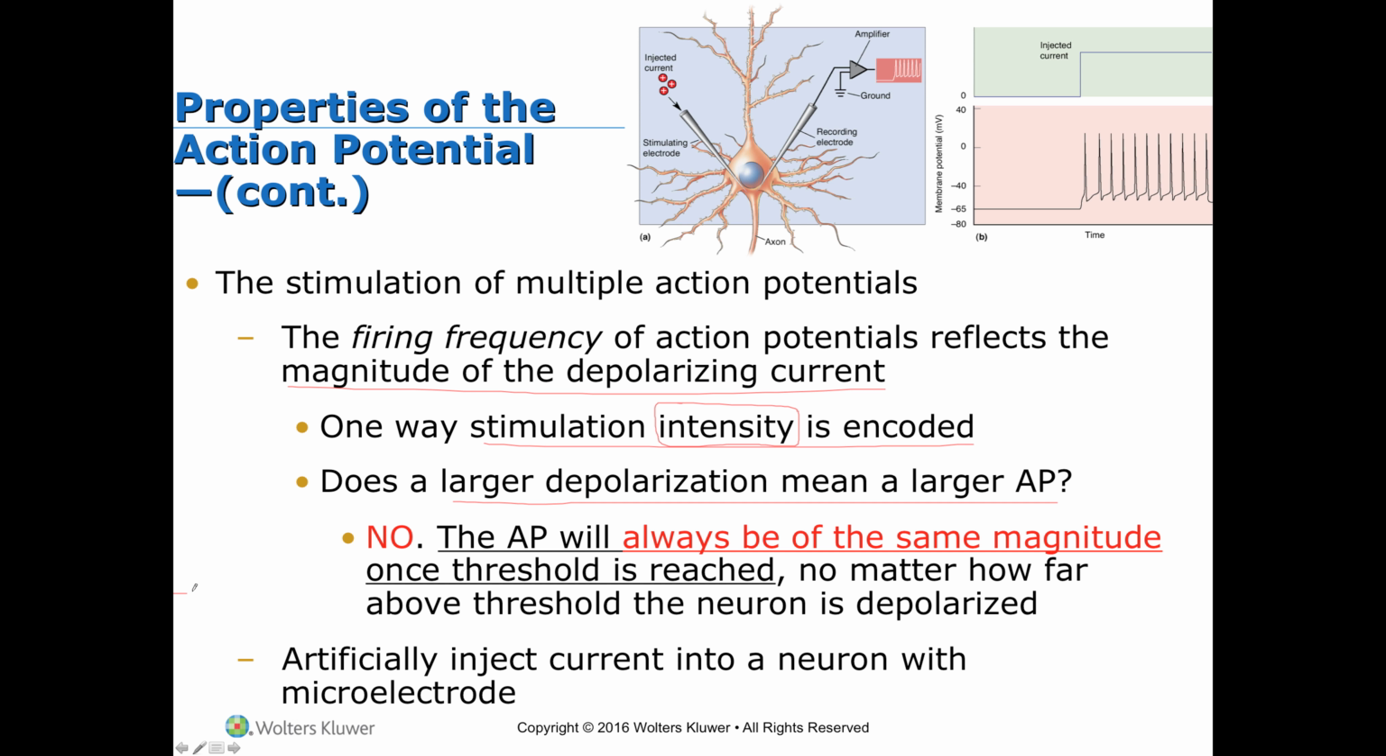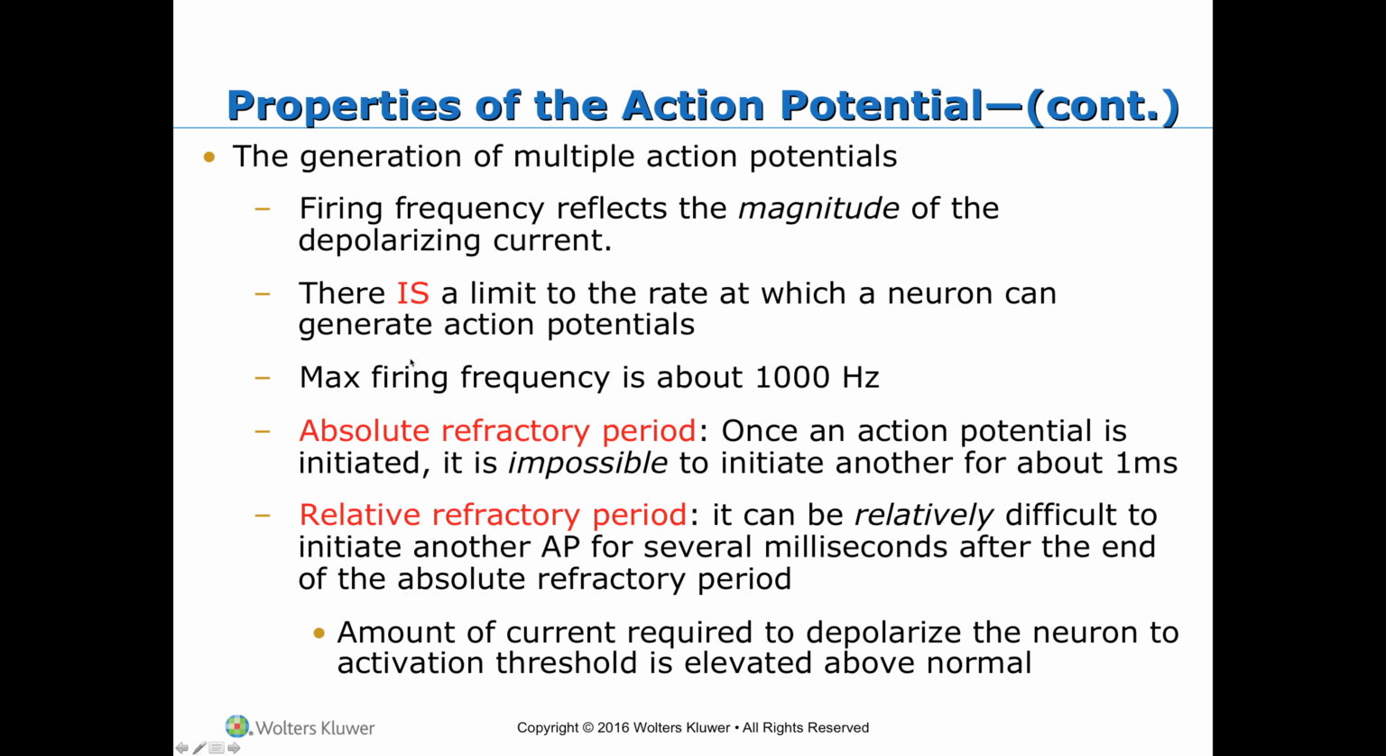So if you get to negative 55 millivolts, or if you get to some depolarization which takes you to negative 50 millivolts, both of these action potentials are going to be the exact same strength. The only thing that will differ is the amount of action potentials in a given segment of time. So firing frequency reflects the magnitude of the depolarizing current or the depolarizing stimulus, the stimulus or the amount of current that led to a depolarization.